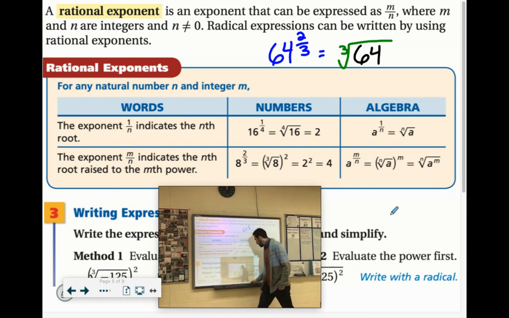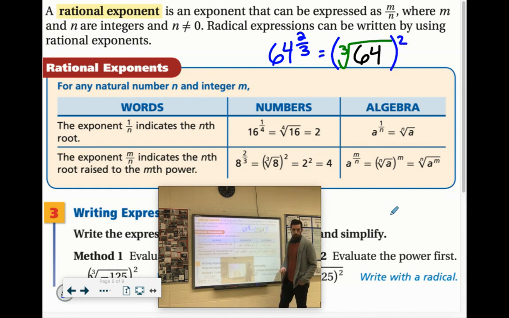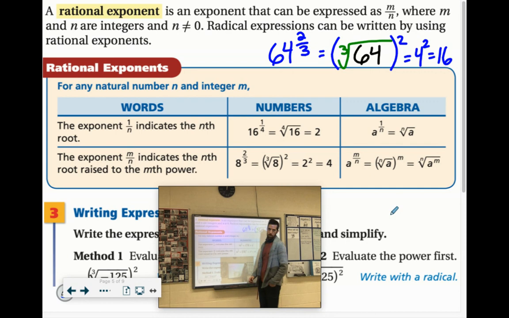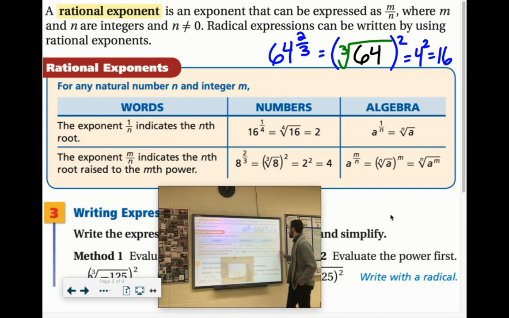And then the numerator, which is the 2 in this case, becomes the exponent afterwards. So the cube root of 64 would be 4, and then 4 to the second power would be 16. Whoa. So let's try that out.